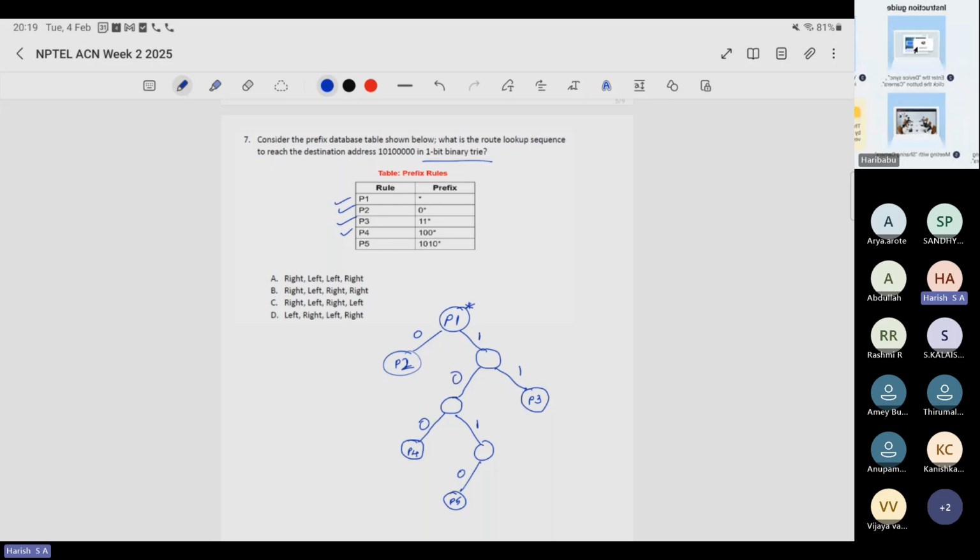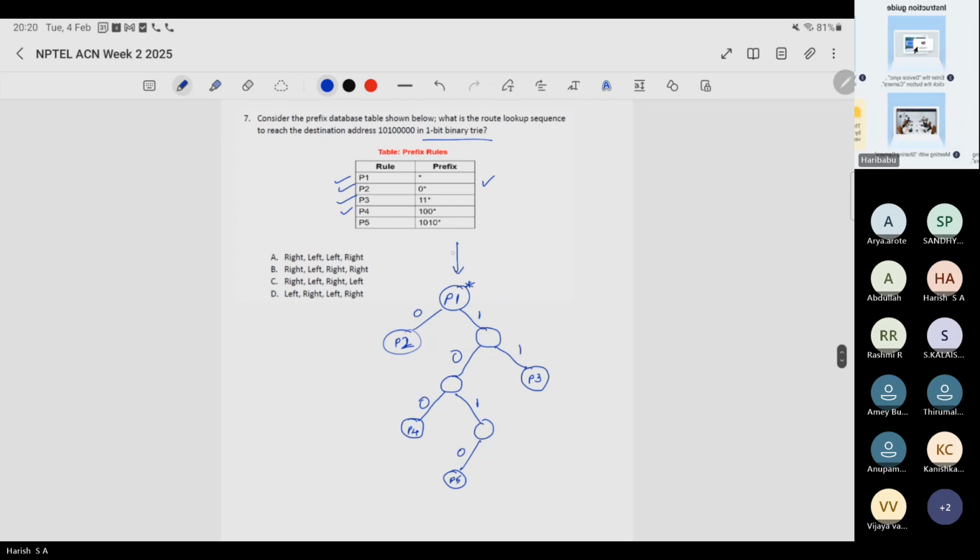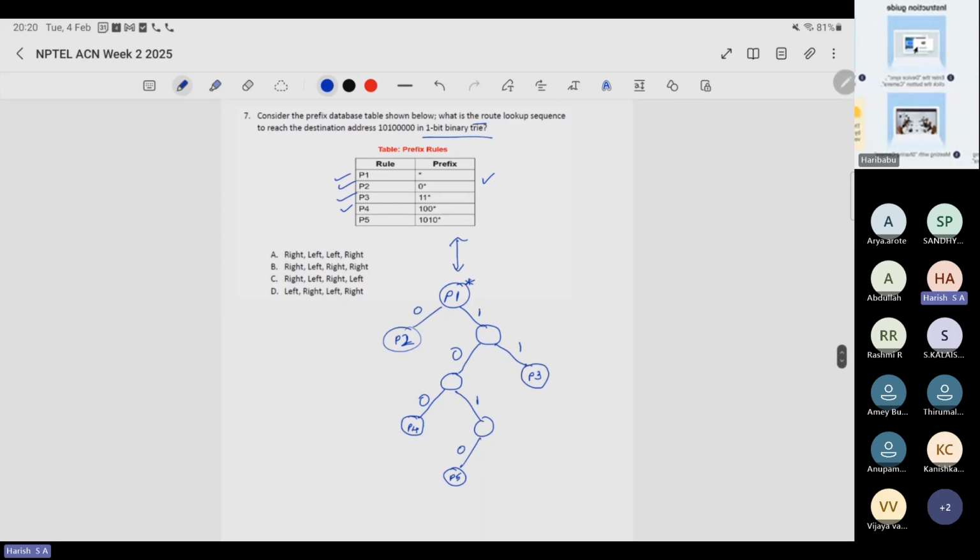So again, what is the question here? I'll give you 1 minute to figure out if it's the same. Everybody should be able to. If it's 0, you go left. If it's 1, you go right. Now this is the lookup table that we have in our hands. Agree? And internally, the router is going to have this representation. This is how it's there inside the router's memory right now. Now the question is, what is the root lookup sequence? So what is this root lookup sequence?